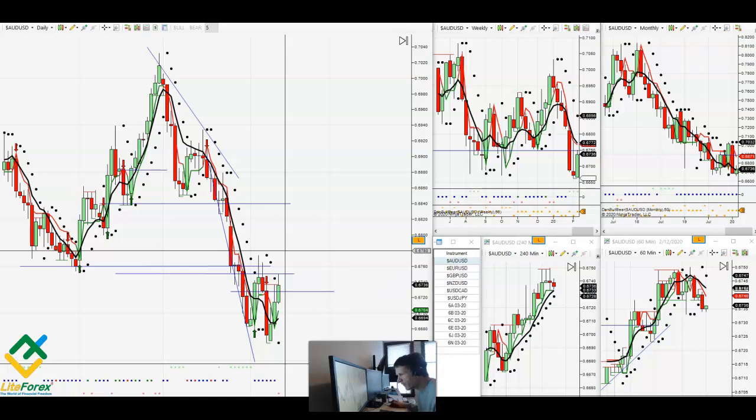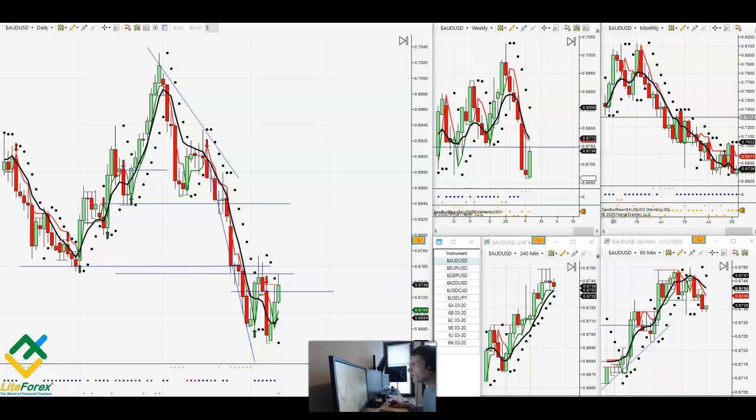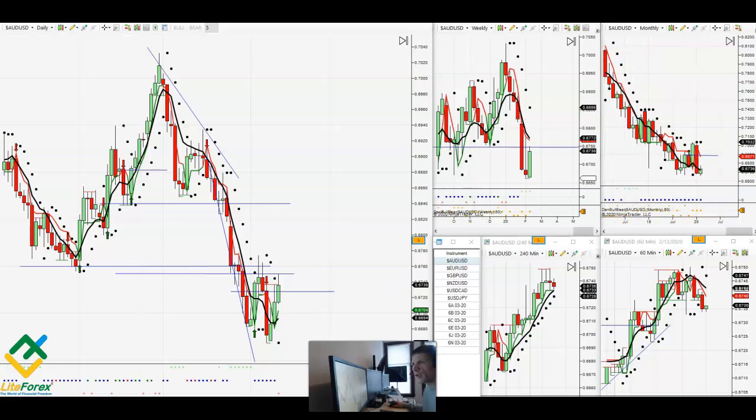It is Wednesday, February 12th, and we're going to break down the major Forex pairs, starting with the Australian USD. So we're always looking at a daily, a weekly, a monthly chart, a 60 and a 240.